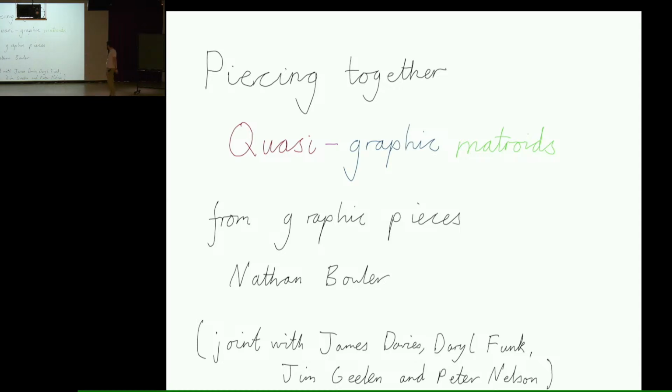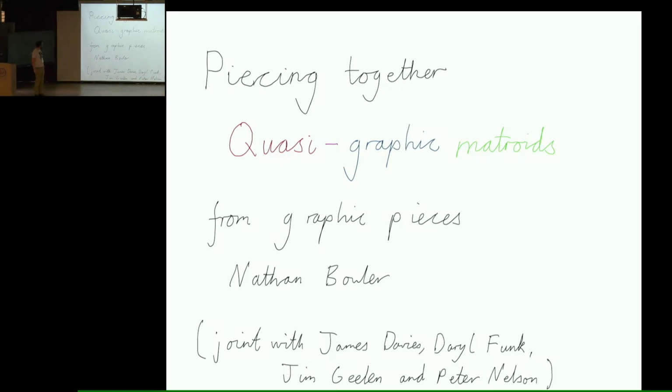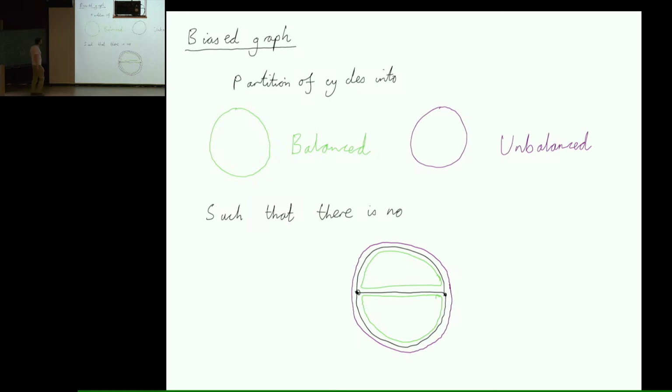I'm going to be talking about some joint work with James, who just spoke, with Daryl Funk, who's not here, and Jim Geelen and Peter Nelson, who are both at the workshop. And I'm going to be talking about piecing together quasi-graphic matroids from graphic pieces. So I guess I should start by saying a little bit about what these quasi-graphic matroids are. They're a generalization of the frame matroids that James was talking about in his talk. So let me go over that definition again, just because the notation for quasi-graphic matroids will be very similar to the notation for frame matroids. So I'll try to keep this quick.